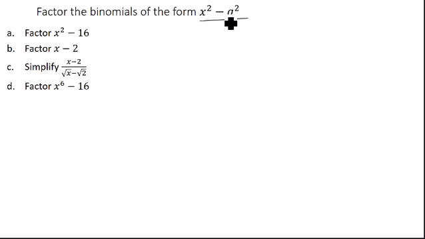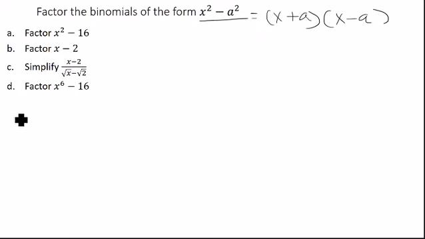We have a formula here for this type of expression, x squared minus a squared. The formula is going to be (x plus a)(x minus a). You can verify this formula using the FOIL method. So maybe this is your little extra homework, to verify that x plus a times x minus a equals x squared minus a squared.